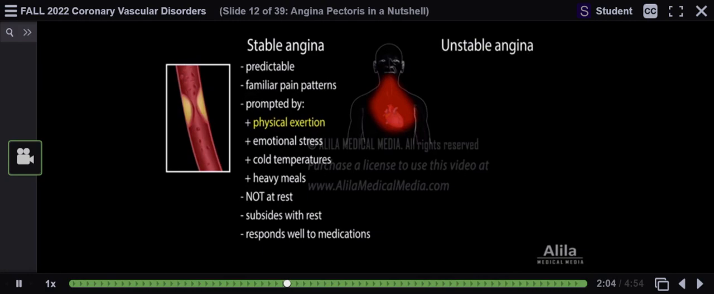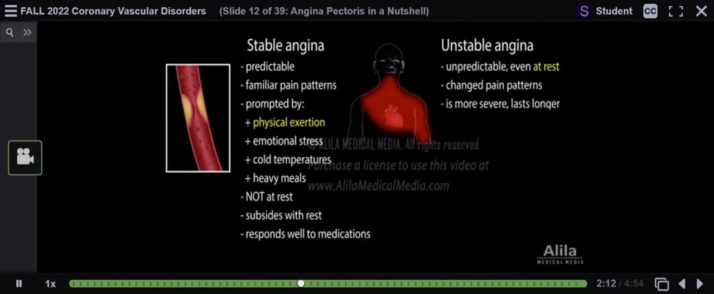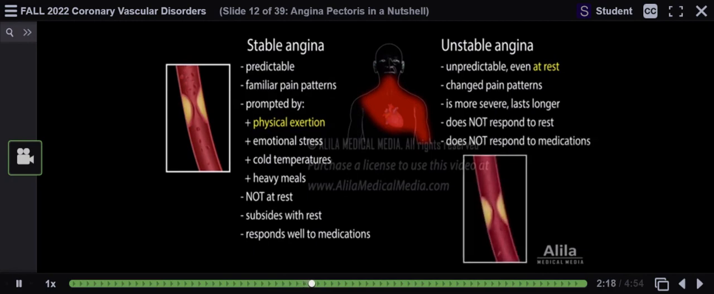Unstable angina, on the other hand, may occur unexpectedly, even at rest, with a changed pattern from the usual stable angina. It is more severe, lasts longer, does not respond to rest or medications, and is often the sign that a plaque has ruptured or a clot has formed. Unstable angina is a medical emergency as it often precedes a heart attack.